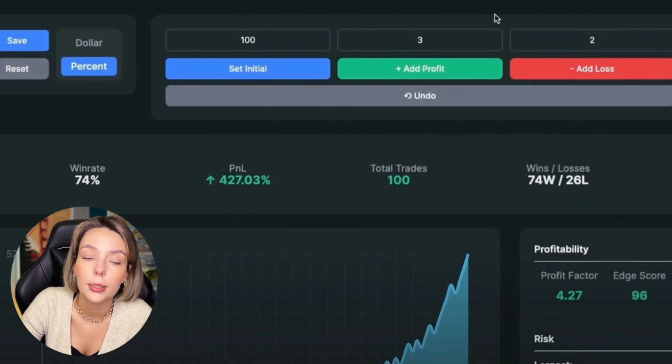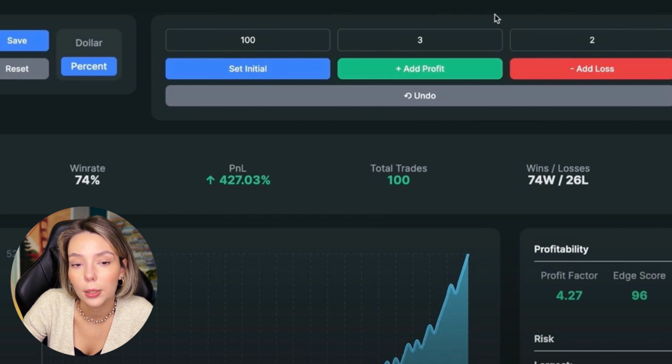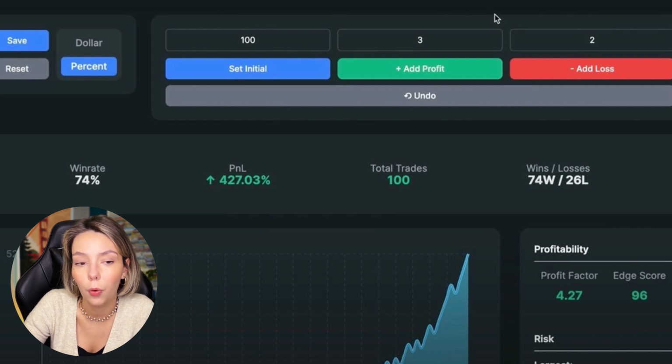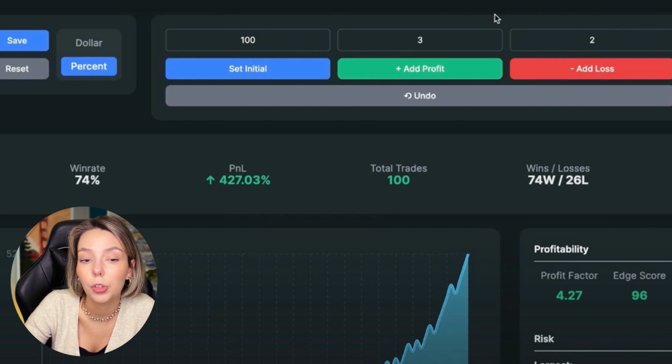Okay, the backtesting is finally finished. I set my initial account size at 100 and I was risking 2% per trade in order to make 3. The win rate for the strategy is 74%, which is extremely high for a 5-minute time frame, and we gained over 427 of profit on our account.